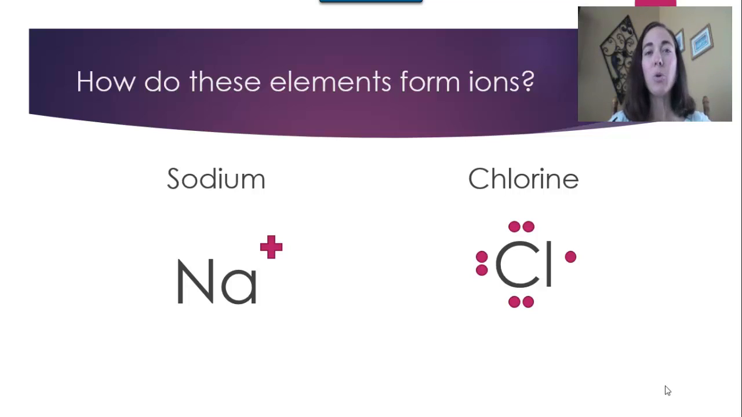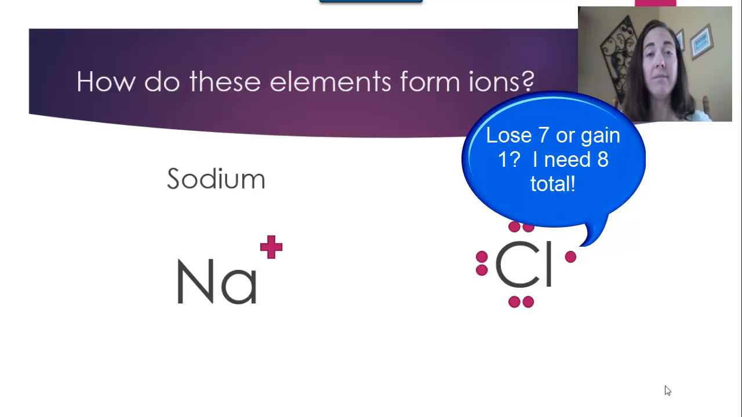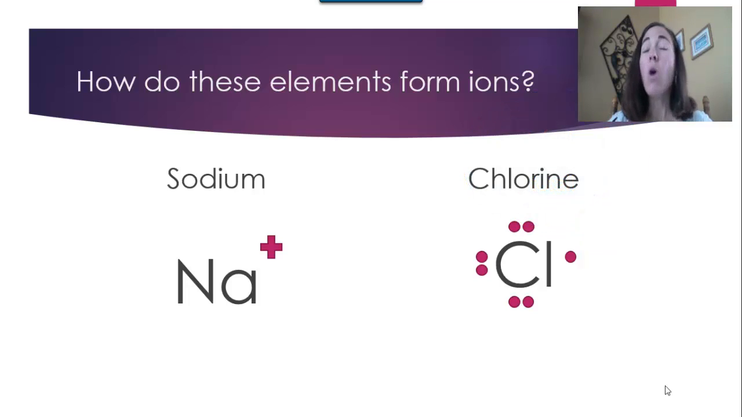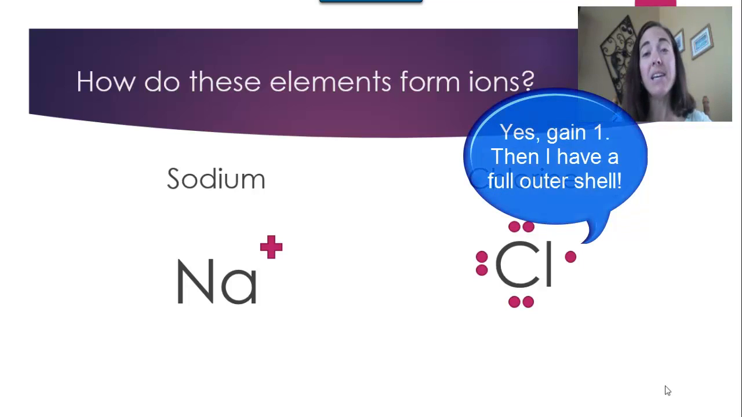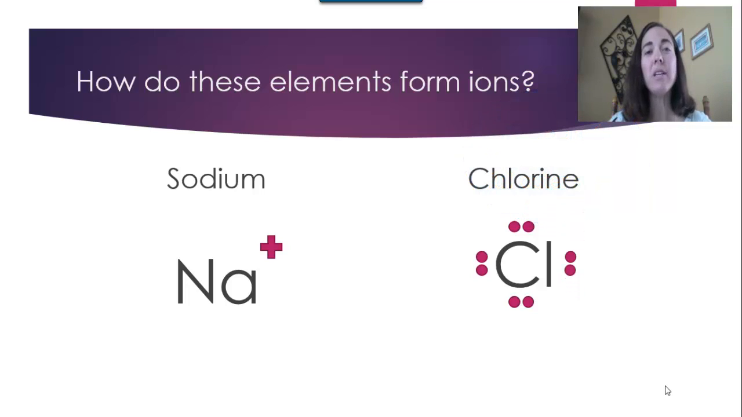Now let's try chlorine. Chlorine already has 7 valence electrons. It wants 8, or the octet. So it can add 1, or it can lose the 7 that it already has and give them away so that the underneath shell will be the full outer shell. Well, I think that adding 1 sounds easier than losing 7. So that's what we see chlorine do. It's going to add 1 extra electron.